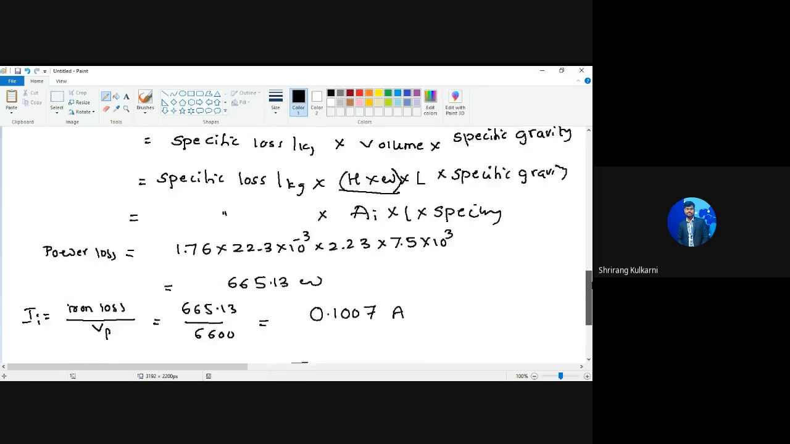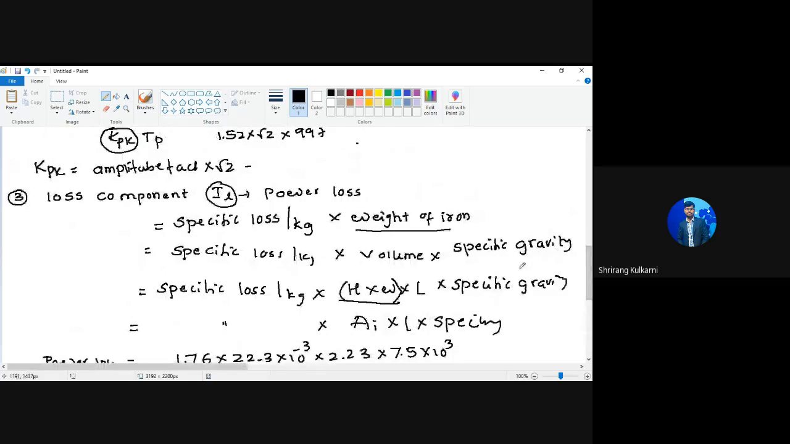What have we done now for calculation of the loss component? We have to calculate power loss first. There is a relation between specific loss and weight. To calculate power loss, we need to multiply these two: specific loss into weight. If 1 kg gives this much loss, we multiply by the weight to get the total. But we do not know the weight, so how to calculate?